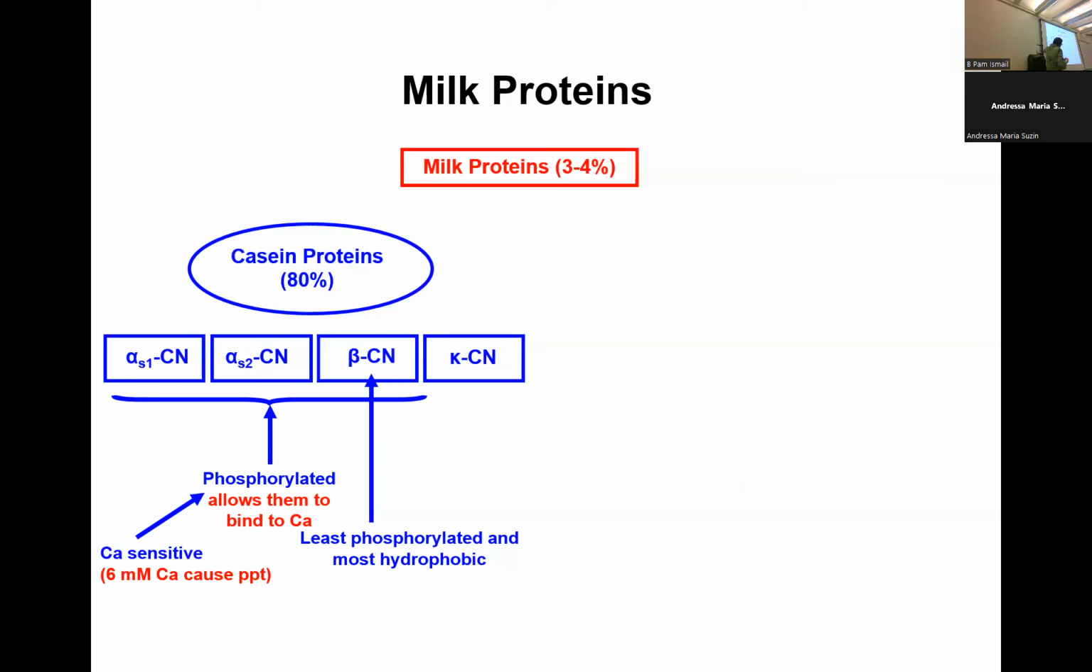They are calcium sensitive. You can precipitate these caseins if you increase the calcium concentration, because then you can form more calcium phosphate bridges across different micelles, and then we can precipitate with increasing calcium. That's why we add calcium to milk during cheese production to enhance the yield of the curd.